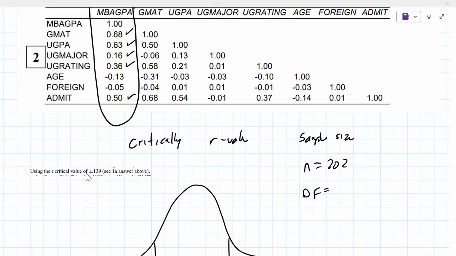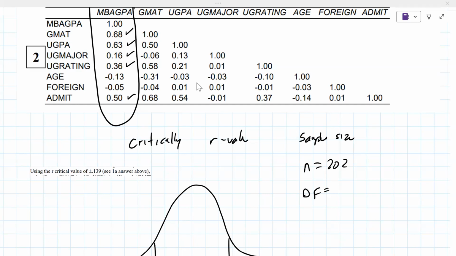I mean, there's kind of like a general rule. Because this n is so high, this number is going to be pretty low, close to zero.